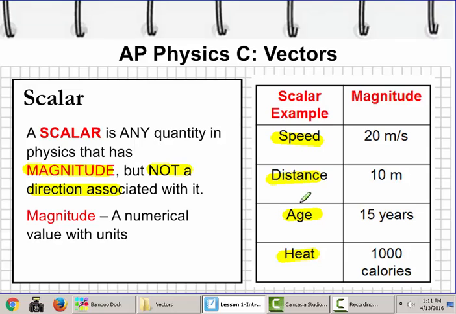Now, it's very common on the AP exam for them to have a simple multiple choice question where they list several items that are covered in physics and ask you which ones are possibly scalar quantities and which ones are going to be vector quantities.